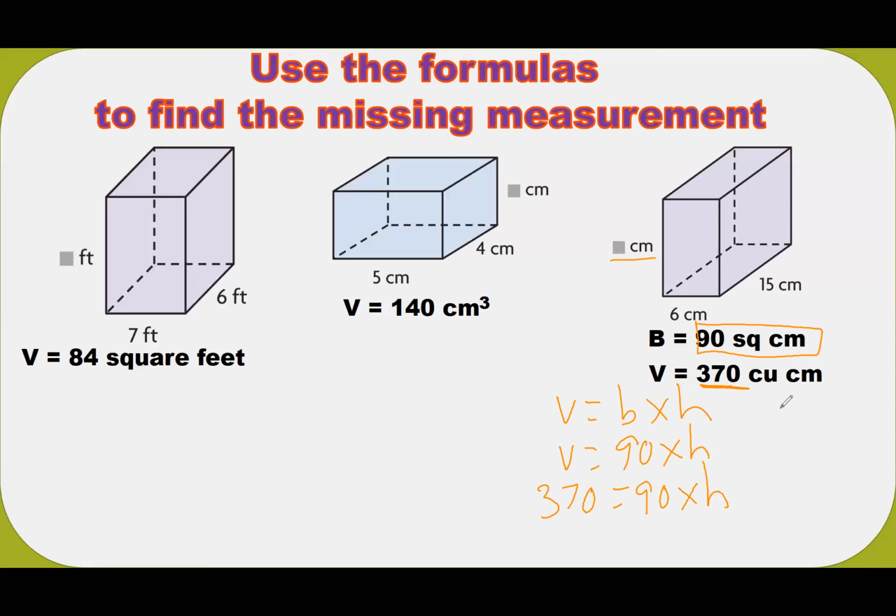Okay, 370. So now I have to think what times 90 is 370, or I can do that division problem. 370 divided by 90. Now I can get rid of these zeros because they're canceling each other out, and I have to think what number times 9 is 37? Well, I know that 4 times 9 is 36, so there's 1 left over.